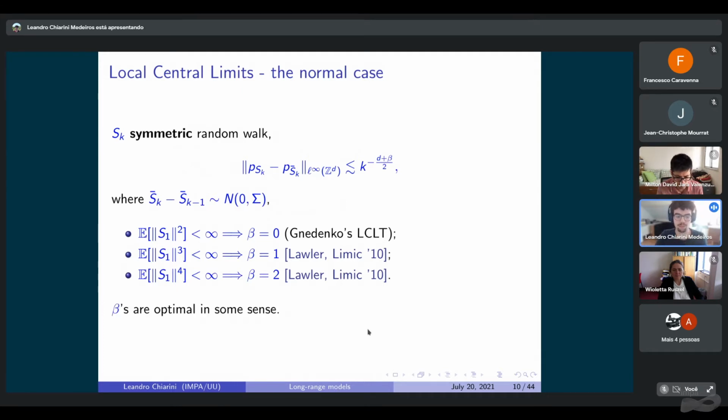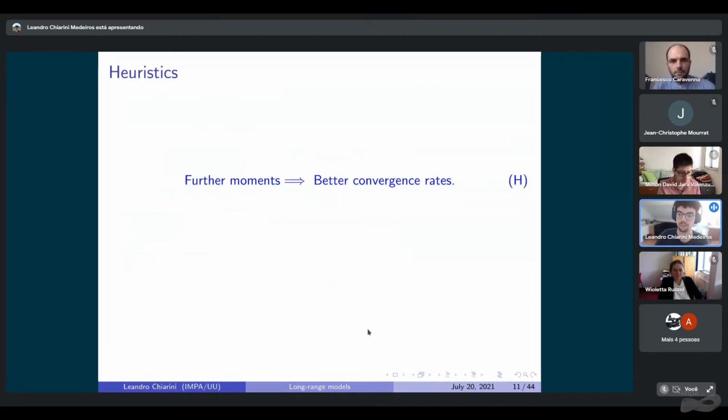Moreover, these betas are optimal in the sense that, given only those assumptions, you can't get any better beta for that class of random walks. So how do we do this in the context of stable distributions? Because the heuristic that I'm going to call H here is basically: if I assume further moments in the step distribution of my random walk, I then have a better rate of convergence. But how do I translate this to the case of heavy-tailed random walks?